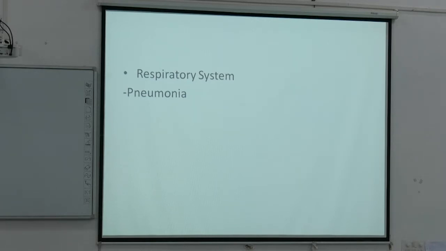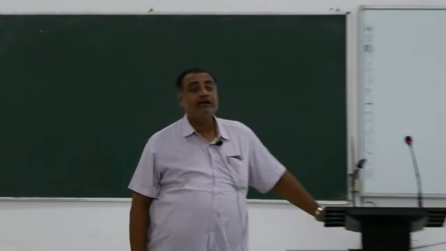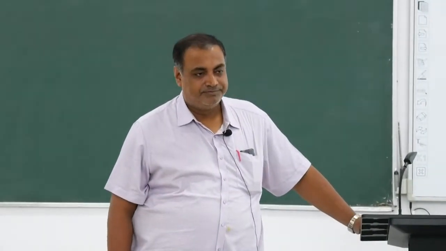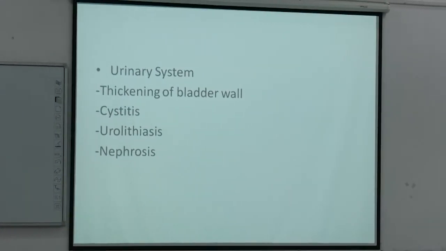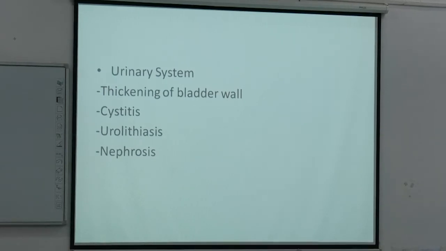Something else. Mucin layer is reduced. What is this due to? Follicular hyperkeratosis. If you know the previous slide, this slide will be easy. Thickening of bladder wall, cystitis, urolithiasis, nephrosis.